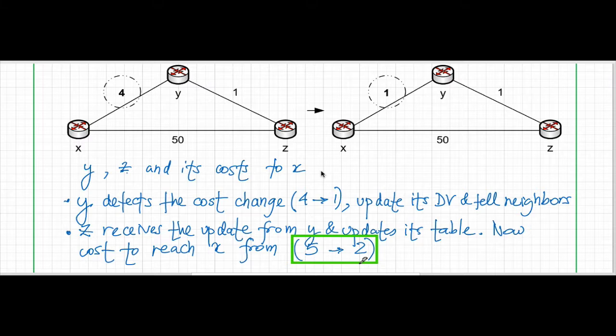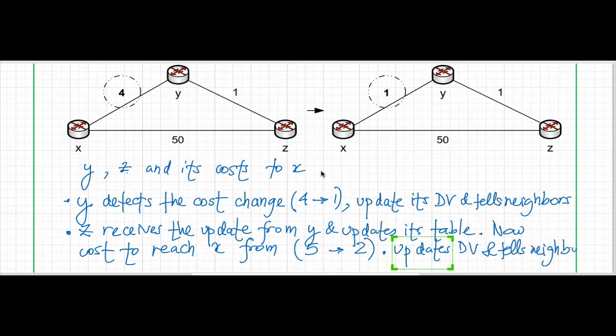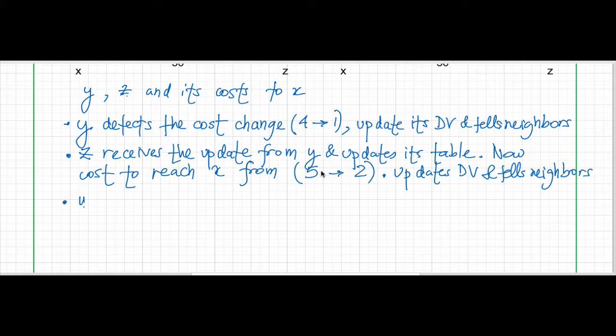So nothing special there. And of course then Z updates its cost, so updates its distance vector, and it tells the neighbors. So nothing special there. So Y is going to receive now the update from Z. So Y receives the update from Z.